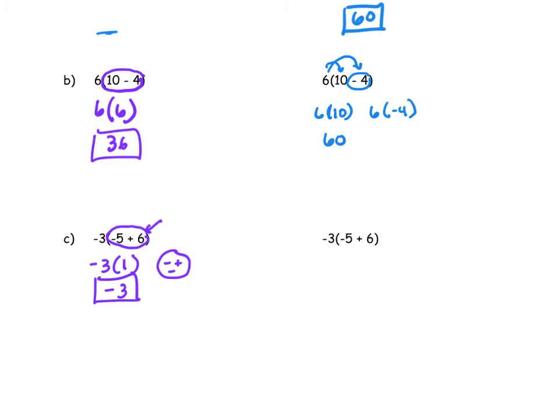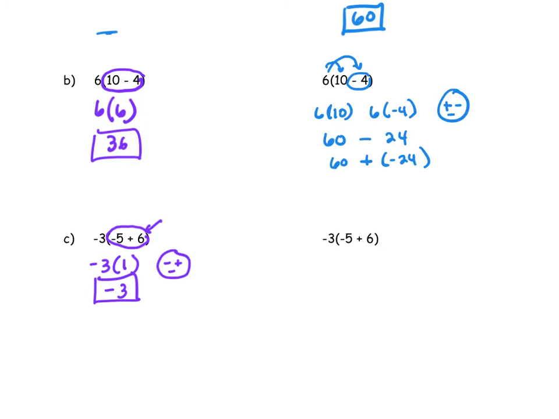6 times negative 4 is negative 24. So I have a positive times a negative, so I'm going to get a negative. But I'm going to use that negative 24 like minus 24, or I could write it as 60 plus negative 24. Either way, whichever one is most comfortable for you.